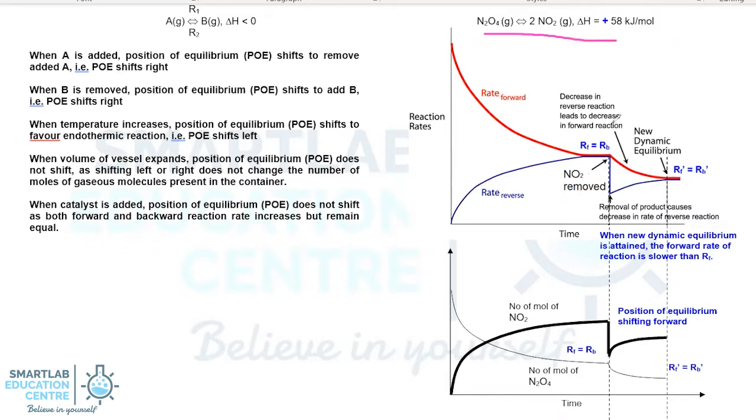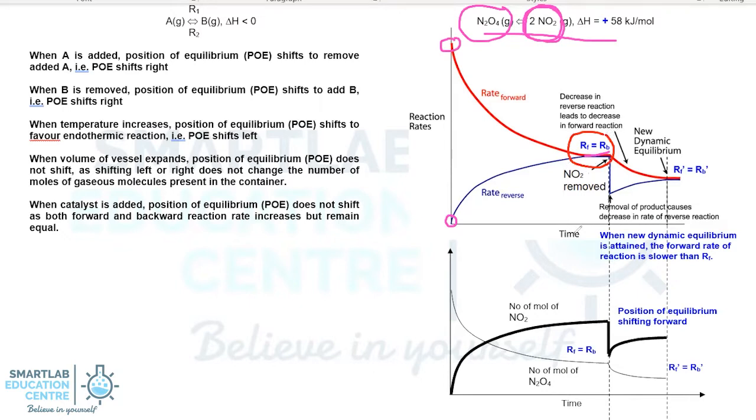All right. So in this case, if I put in the reacting vessel just N2O4, then we expect the forward reaction to be very high because there's zero moles of NO2. So initially, when you first start, the rate forward will be very high and the rate backward will be very low. But as you produce more and more NO2, the backward rate will start increasing. Eventually, when RF is equal to RB, dynamic equilibrium has been attained.